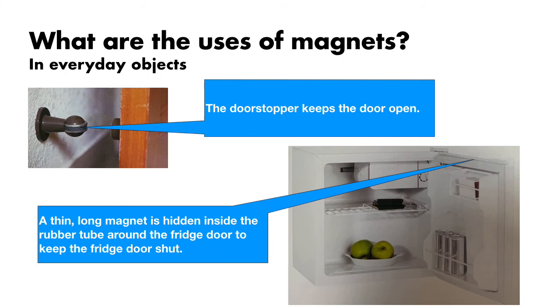Okay. Now in a fridge, right, we have a long thin magnet hidden inside the rubber tube around the fridge door to keep the fridge door shut. To keep it closed. It keeps the fridge door closed. The thin magnet inside the rubber tubing, you can't see it because it's inside the rubber tubing.